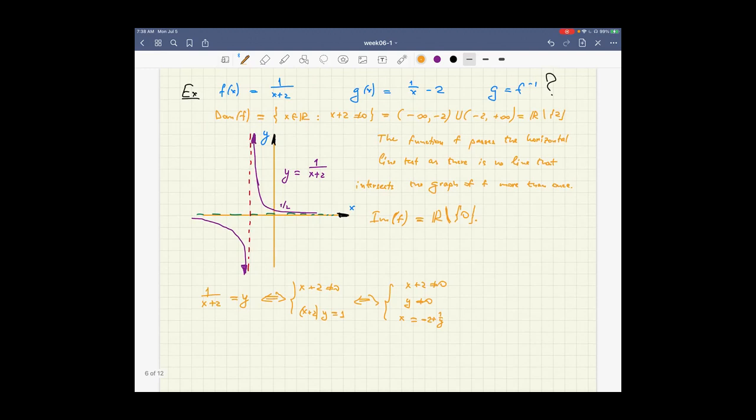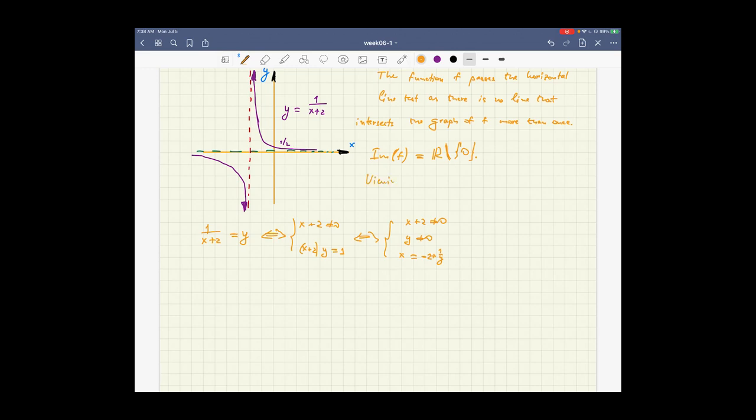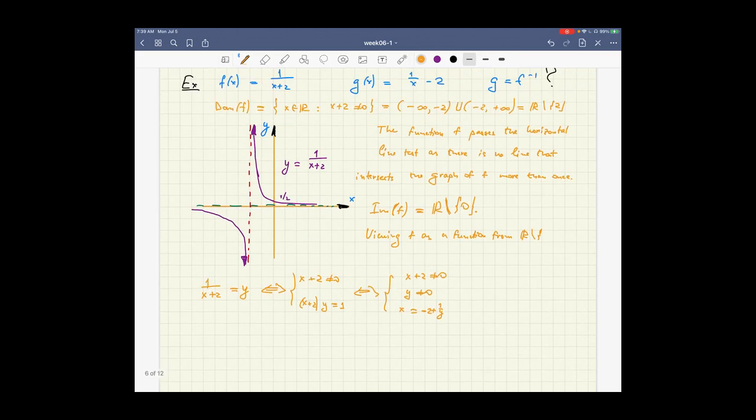So if we view function f as a function from R minus 2 to R minus 0, we conclude that f is both injective and surjective. And so it has a unique inverse.